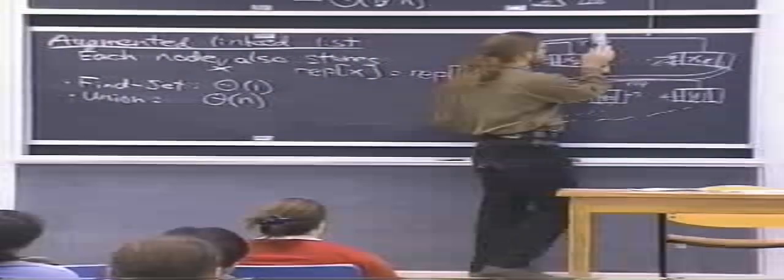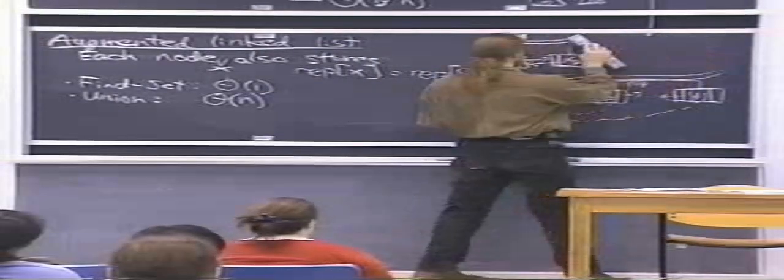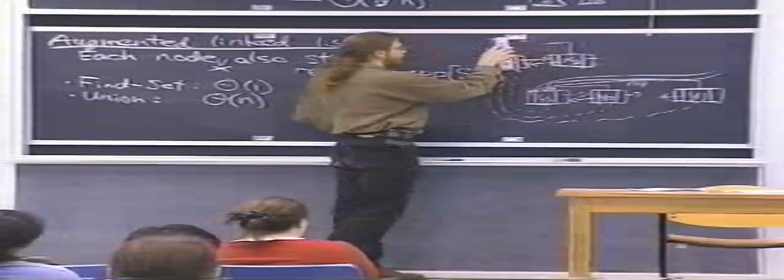Good. So that's then all we have to do for a union under those assumptions. How could we do better? Let's suppose that the set containing X is really small. Maybe it only has like 2 elements.